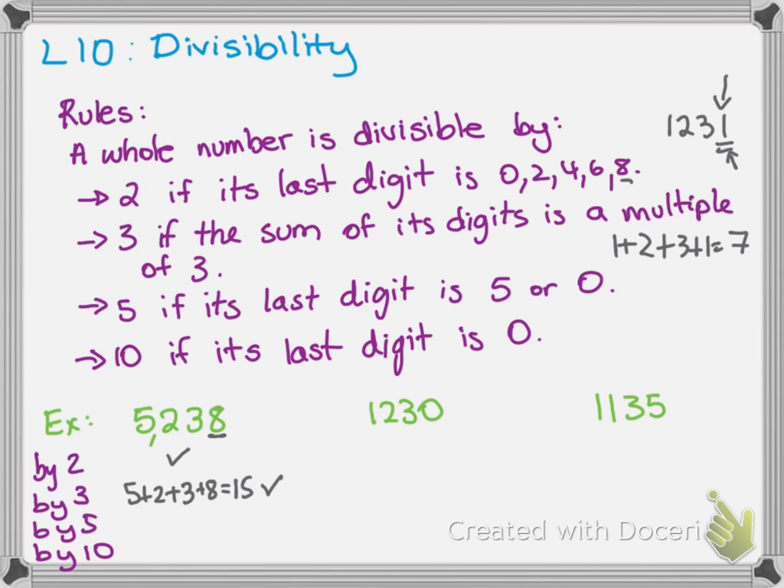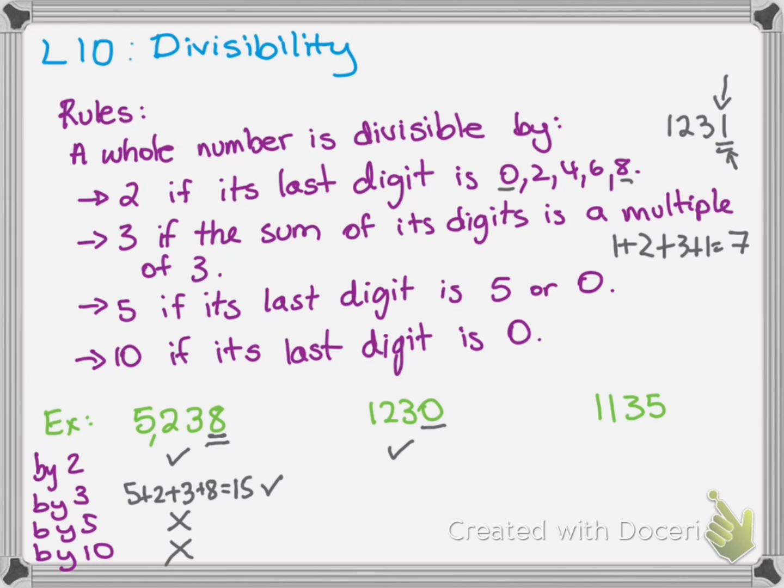Then to see if it's divisible by 5, we look again at the last digit, which is 8. So it's not divisible by 5, and it's not divisible by 10 either, because it does not finish on 0 or 5. All right, let's look at the next number. Again, to see if it's divisible by 2, we look at the last digit, which is 0, and here is 0 in our list. So it is divisible by 2.